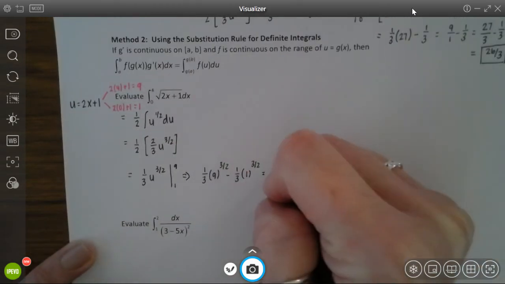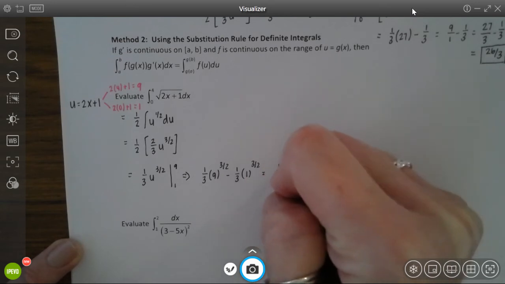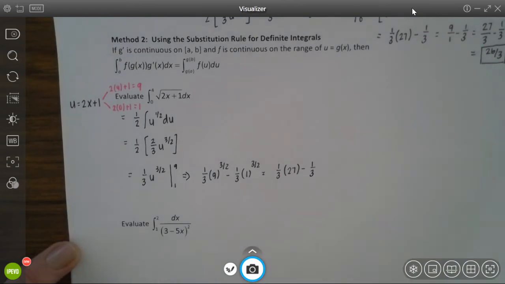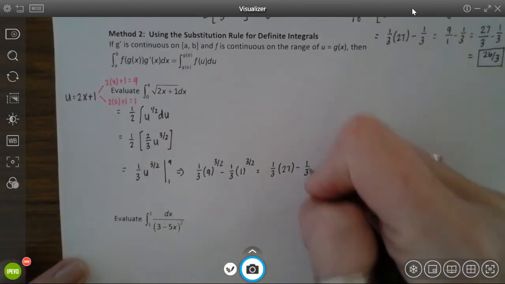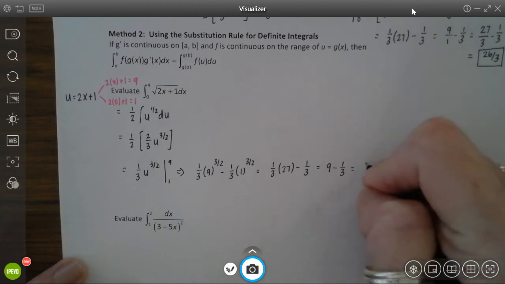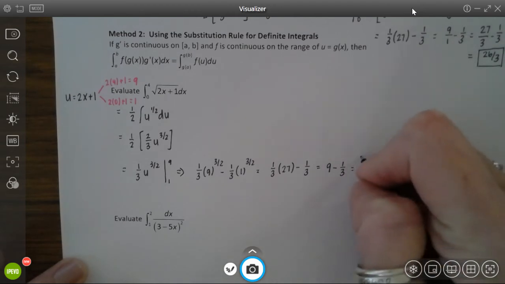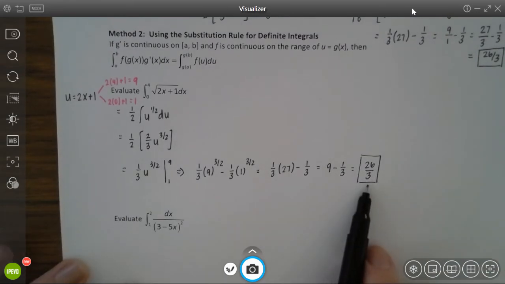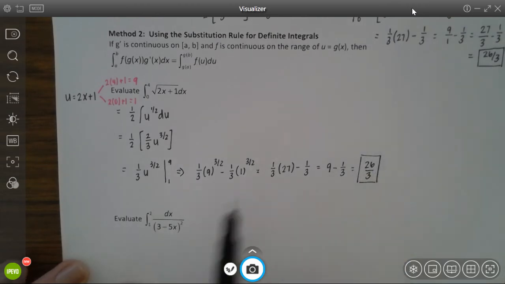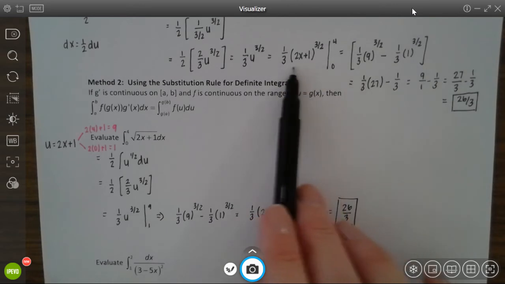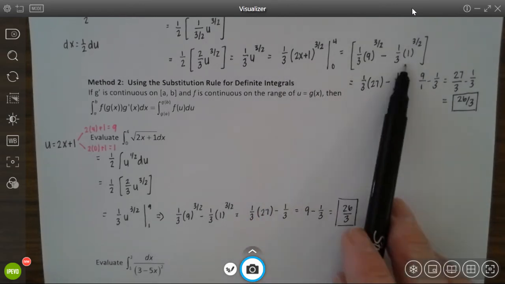So we said that 1/3 times 9 to the 3/2 is really 1/3 times 27, and then minus 1/3 times 1 to the 3/2 is really just minus 1/3. So that told us that was 9 minus 1/3, which was equal to 26/3. So no matter which way you do it, you're still going to end up getting the same integral. Remember that this is representing the area under the curve. This is just allowing us to streamline our process a little bit and skip these steps before substituting in.